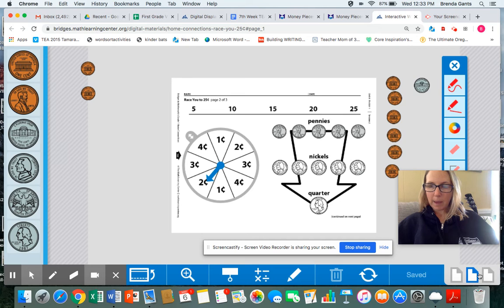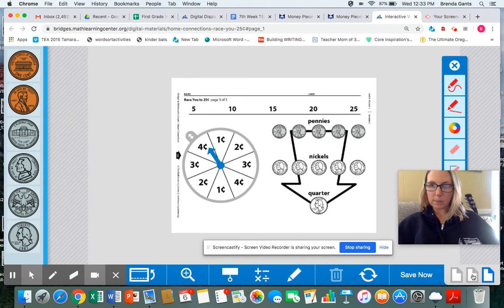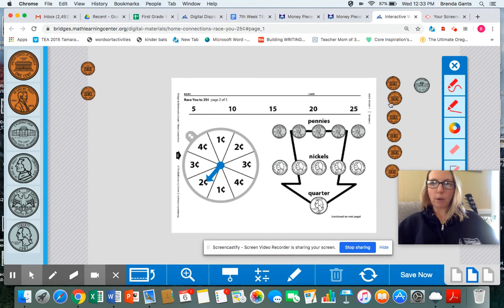This is going to be my game board. This is going to be Owen's. Mine looks different because I already brought out some pennies to put them close so that they'd be right there when I'm ready to use them. So I'm going to spin. Every time I spin, I'm only going to get 1, 2, 3, or 4 cents.